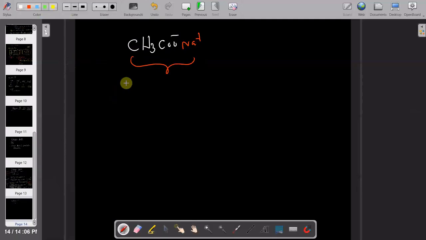It is sodium acetate. Acetate is not the scientific name. IUPAC name? Is it just sodium ethanoate? Very good, ethanoate, right? Sodium ethanoate. Why ethane? There are two carbons, ethane, and remember now ethanoic acid.